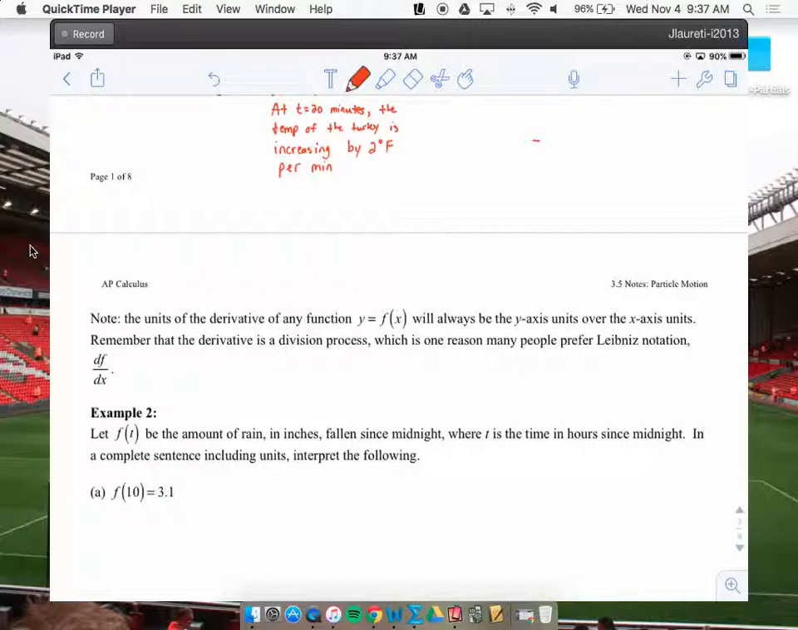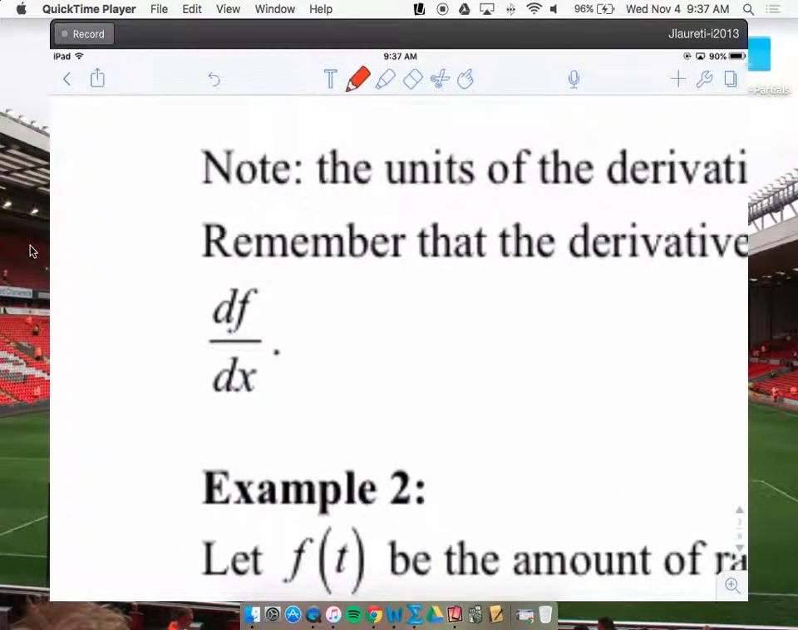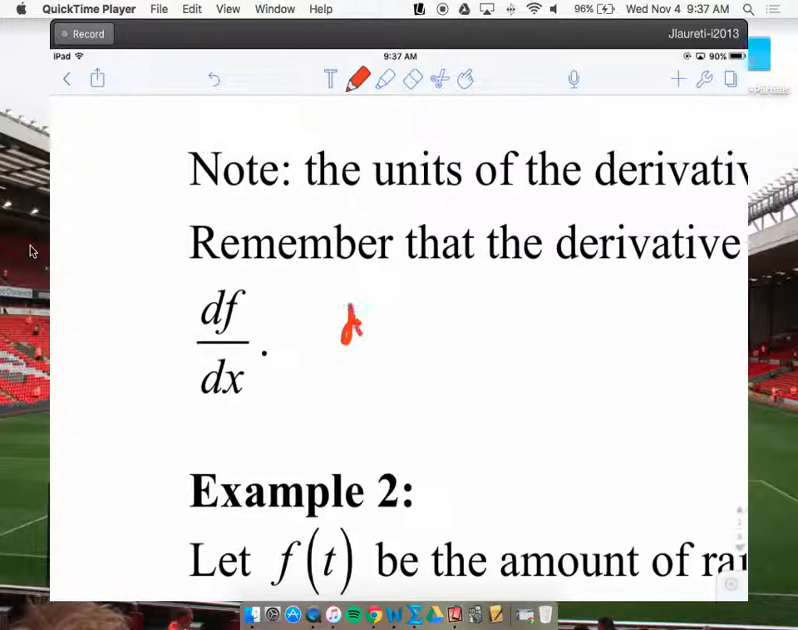All right. So again, the units of the derivative will always be the y-axis units over the x-axis units, and remember that the derivative is a division process. One reason that we write Leibniz notation, df over dx, or dy over dx, all that stuff. That's what's called Leibniz notation. So you're taking the units of the vertical axis and dividing it by the units of the x-axis.